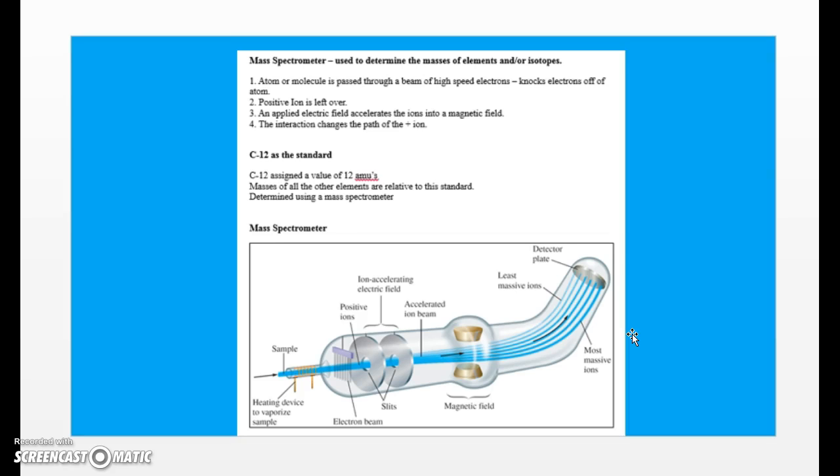So C-12, carbon-12, is the standard. It's assigned a value of 12 AMU. AMU refers to atomic mass unit. And the masses of all of the other atoms are measured relative to this standard. This is the standard that we go to. This also had been determined using a mass spectrometer.